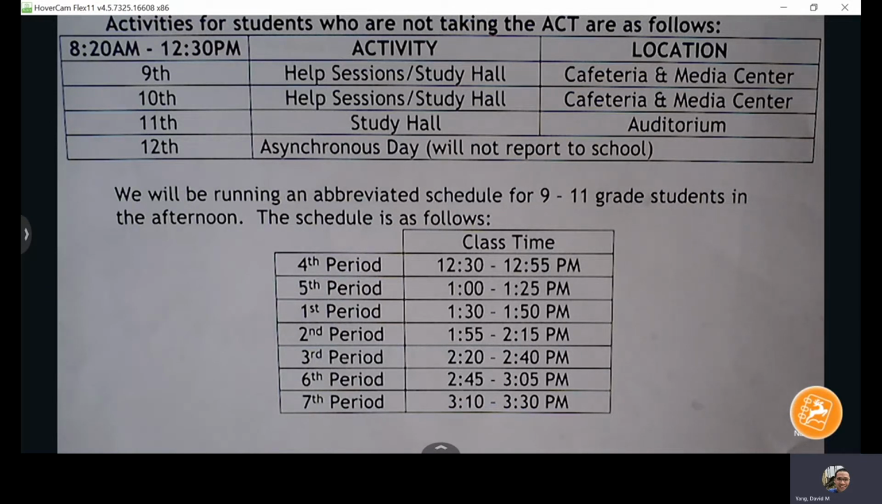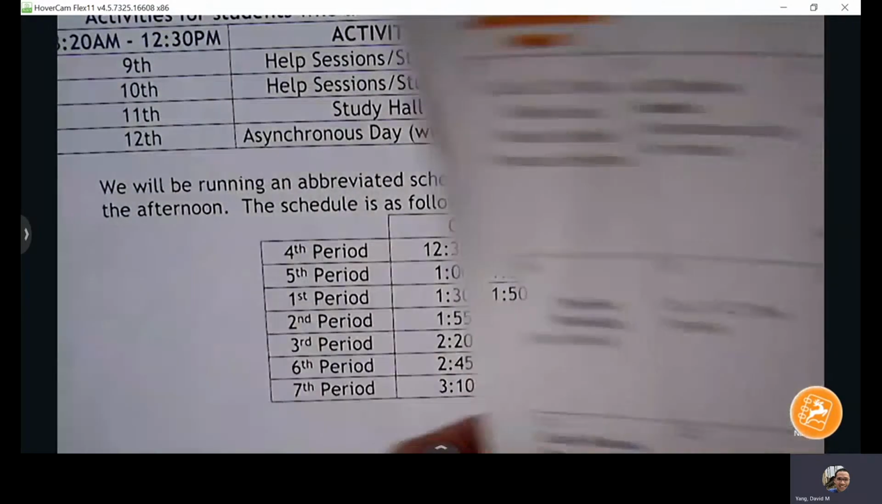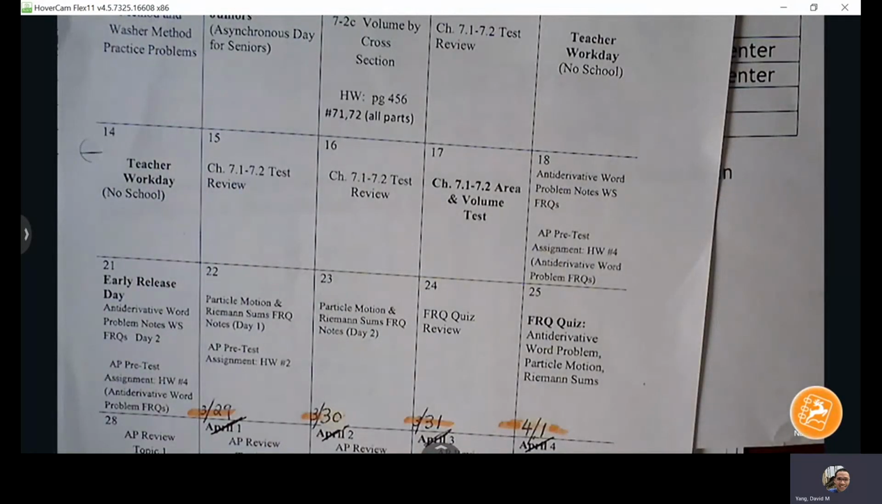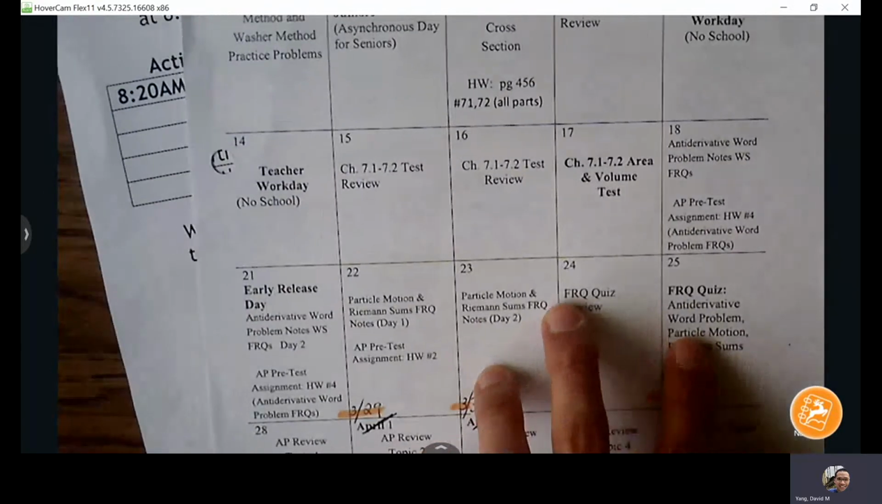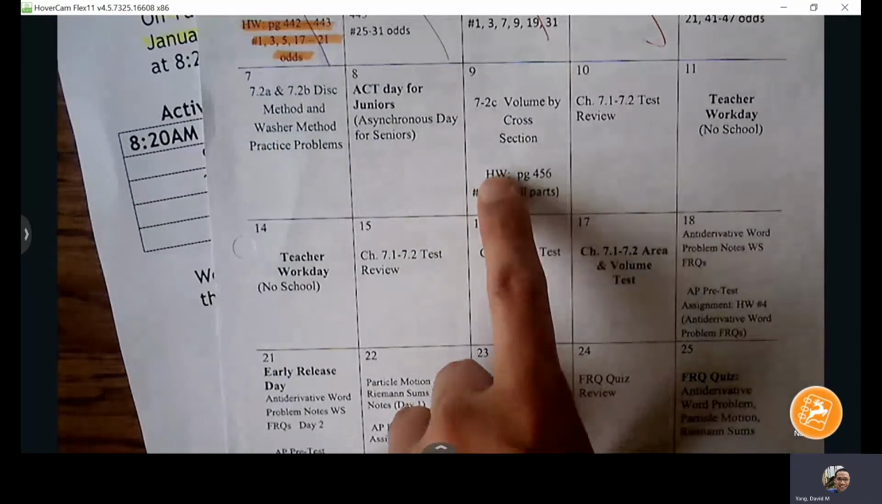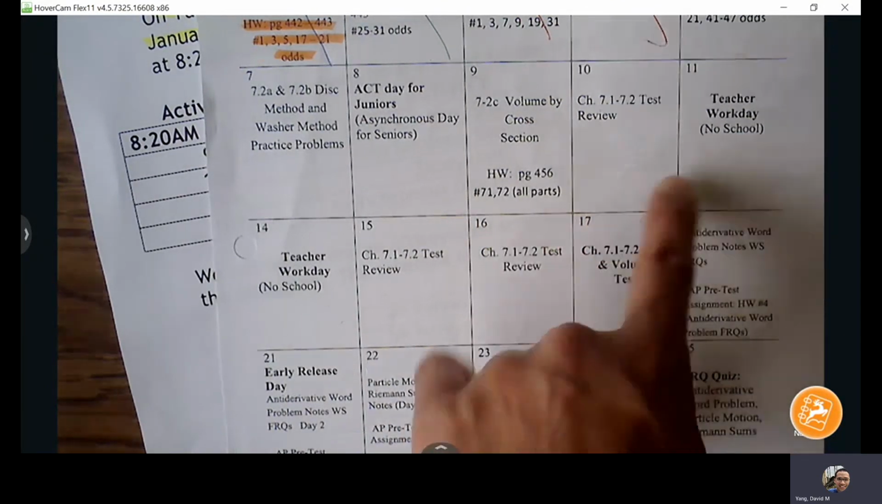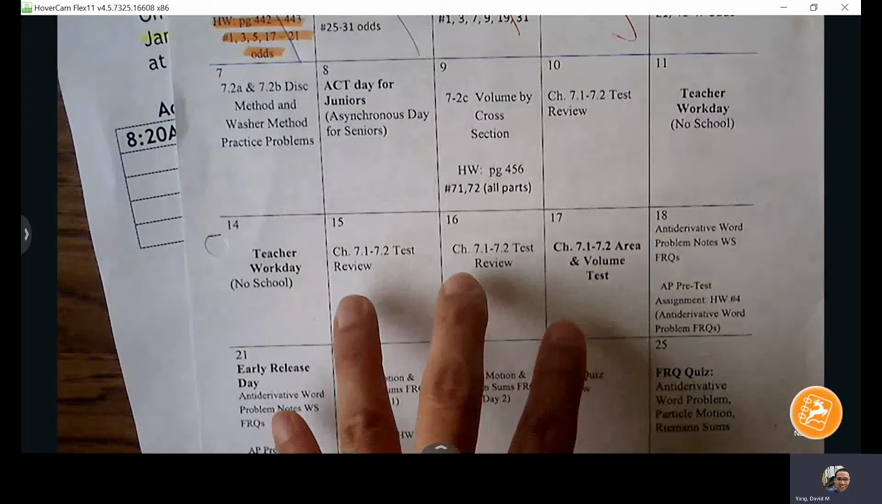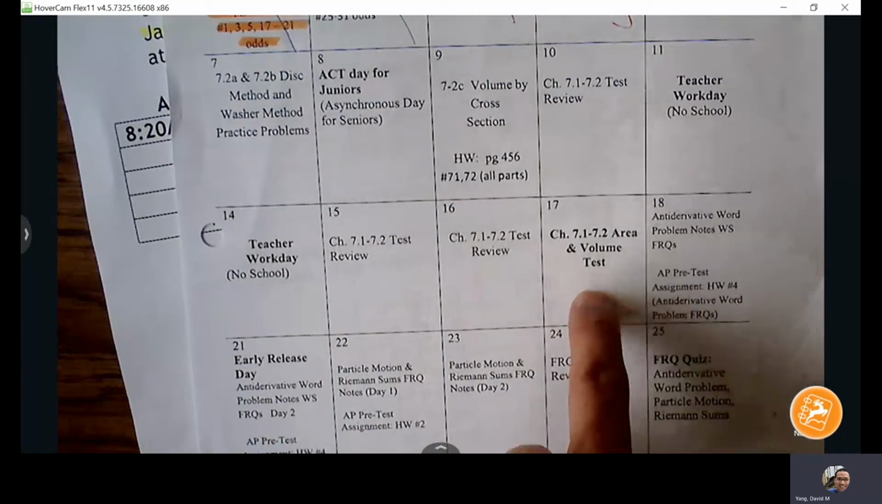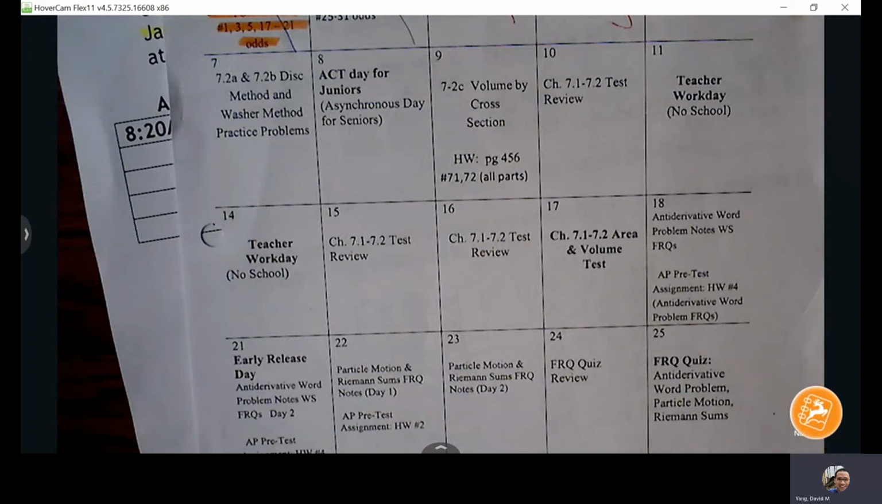Wednesday, we'll cover the last topic, which is cross sections of other areas. Volume by cross section will be Wednesday. We'll do a review Thursday, no school Friday or Monday, and then we'll have review Tuesday, Wednesday, and then our unit test for chapter 7 area volume will be next Thursday.